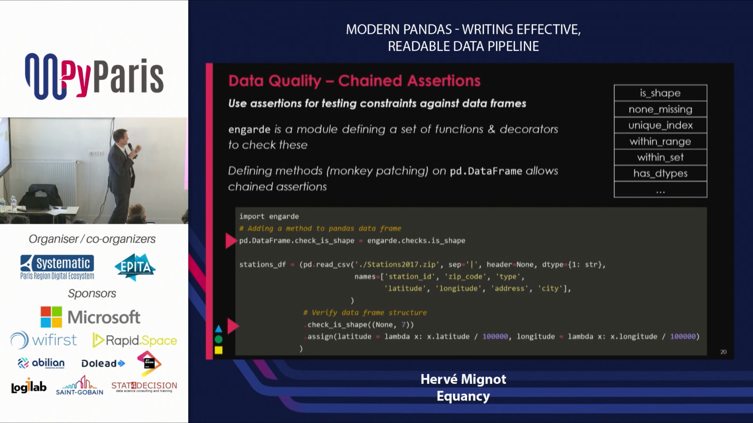If you go to the documentation of Vanguard, you will see that there are several functions available. You can check the shape. You can check if there are values in some columns. You can check if your data frame index has unique values, within range, within set, etc. So you have a set of functions that allows you to check if everything is okay with your data frame.